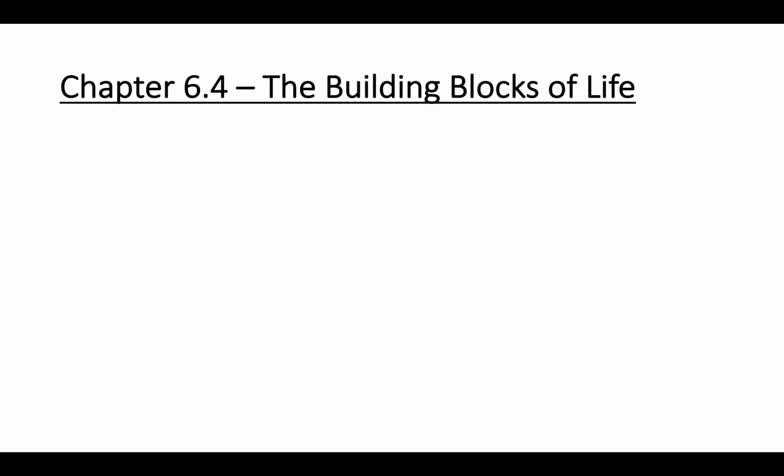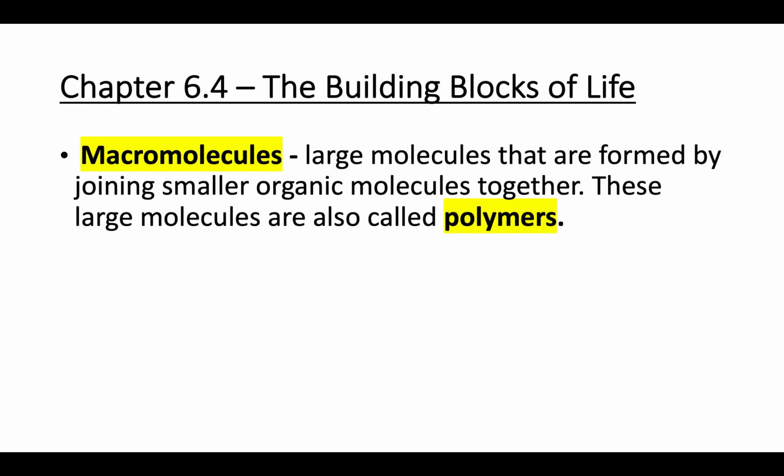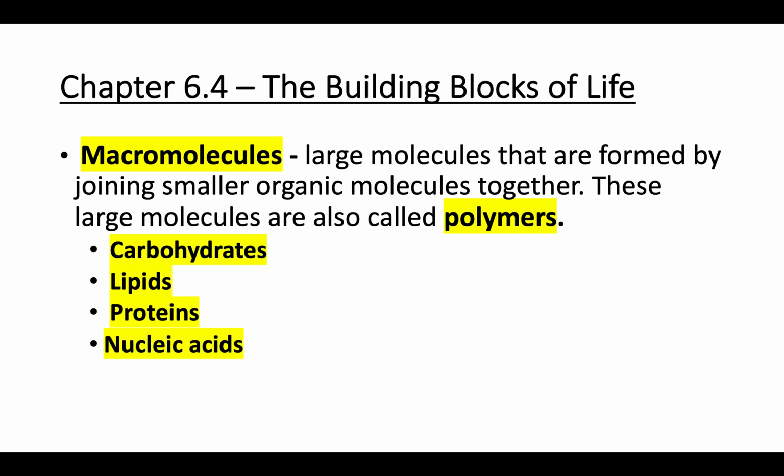Now we move on to the building blocks of life, and there is a worksheet attached to this later on. Macromolecules are large molecules that are formed by joining smaller organic molecules together. They are known as polymers. So macro means larger or large. When you have molecules strung together, they are known as polymers. Poly being a prefix for many. Examples would include carbohydrates, lipids, proteins, and nucleic acids.